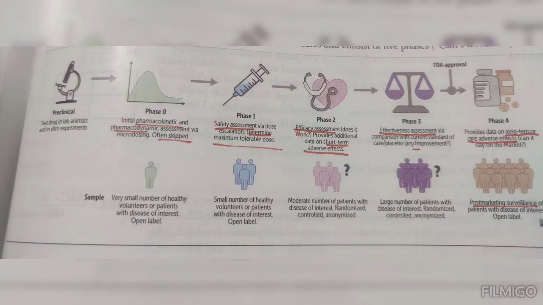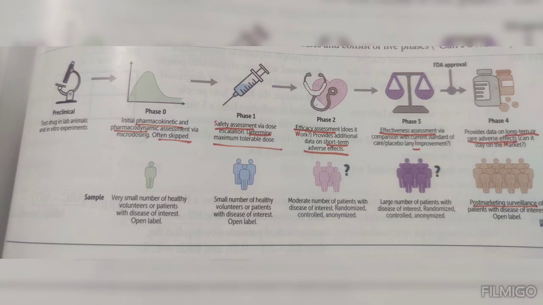After the preclinical studies, the next phase is phase 0. Can I swim? The mnemonic starts with I swim. Initial pharmacokinetic and pharmacodynamic assessment will be done via microdosing. Phase 0 is often skipped. In phase 0, the sample size is very small, with a small number of healthy volunteers or patients with the disease of interest. It is open label.